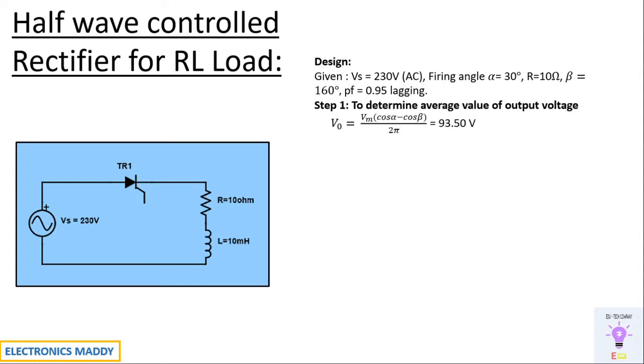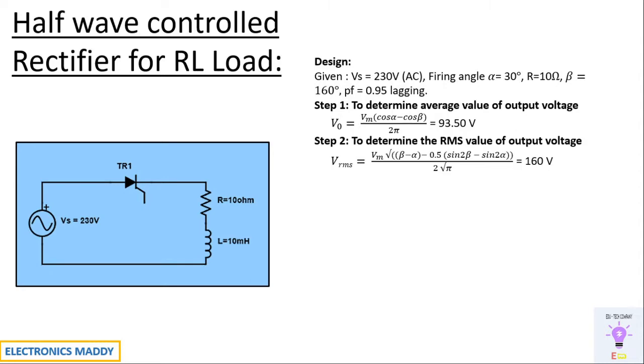So let's start off with our design procedure. First step is to determine the average value of output voltage. How do we do that? Vout is equal to Vm into (cos alpha minus cos beta) whole divided by 2 pi. Substituting and solving, we'll be getting 93.50 volt. Our next step is to determine the RMS value of output voltage, and we'll be substituting the formula for VRMS, and we'll be getting 160 volt.